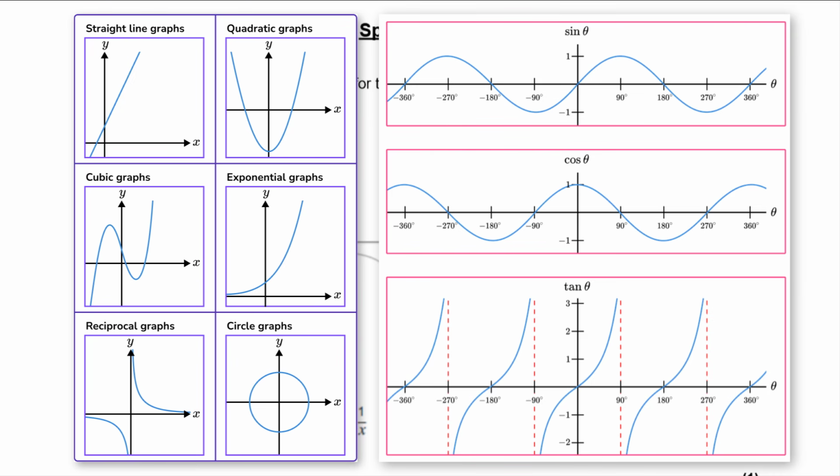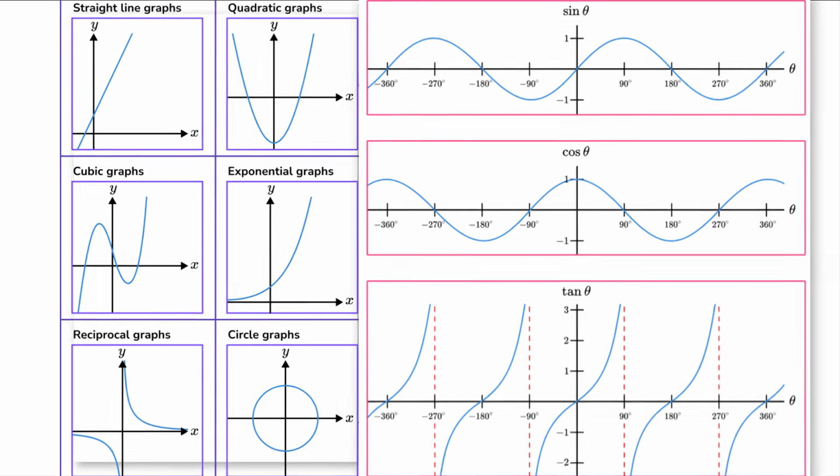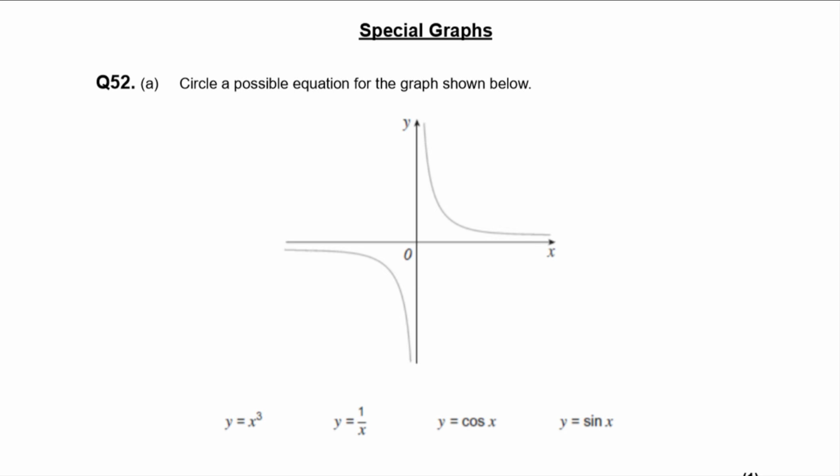Plus, of course, you've got quadratics, cubics, and the rest. And circles, actually. So, anyway, question 52, circle a possible equation for the graph below. Well, this is a reciprocal curve. I know straight away, because I know my graph types, it's going to be that one there. Y equals x cubed is a cubic, looks like that. Y equals cos x is that wibbly wobbly one, and sin x is a wibbly wobbly one that starts in a different place. So it's none of those, it's going to be y equals 1 over x.